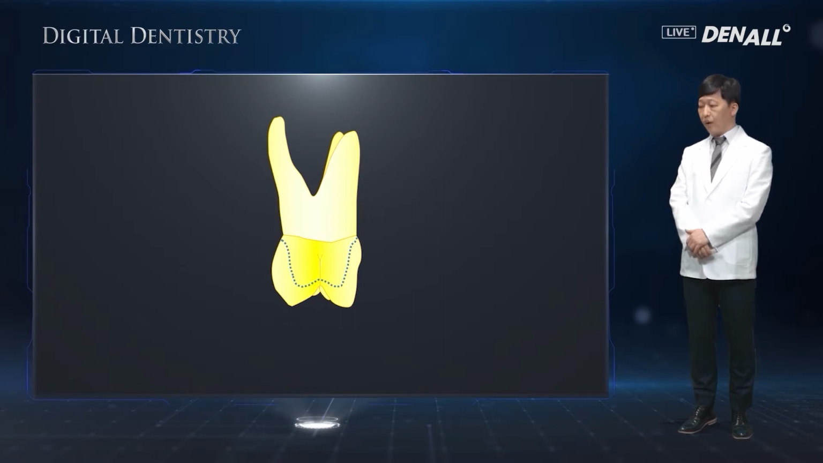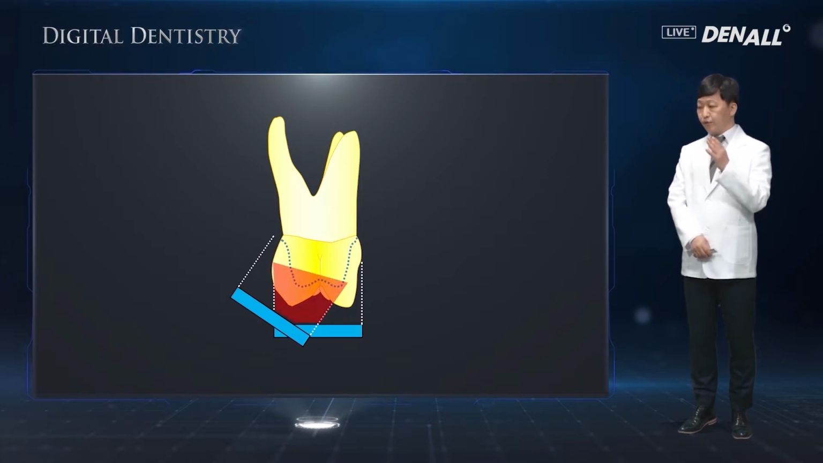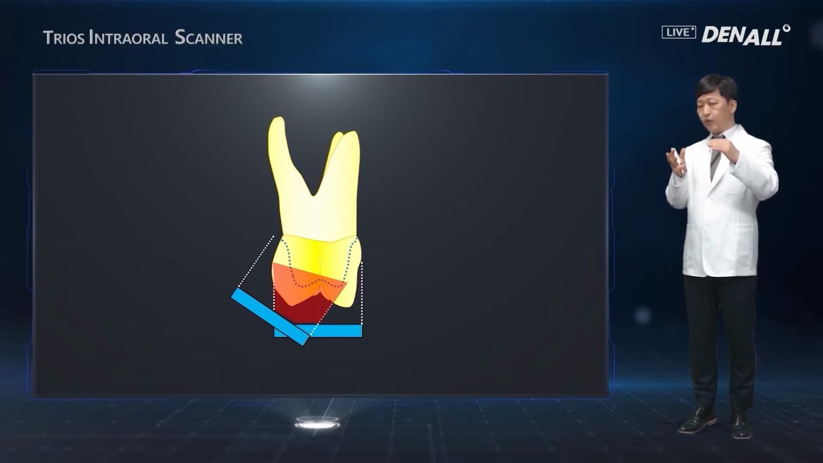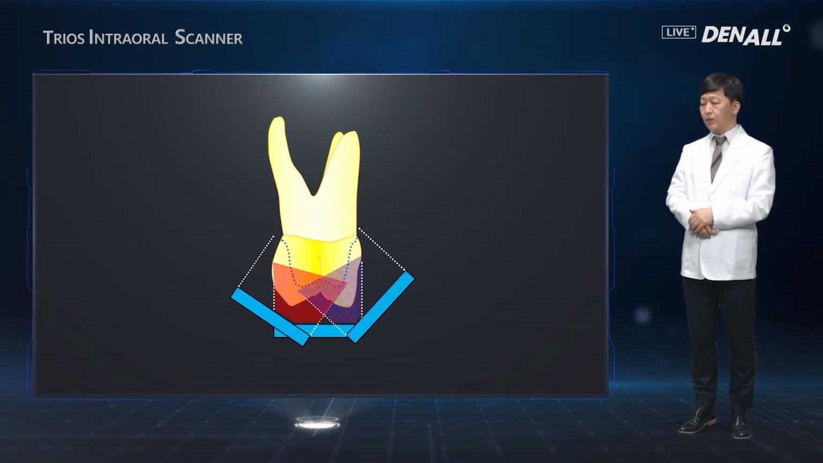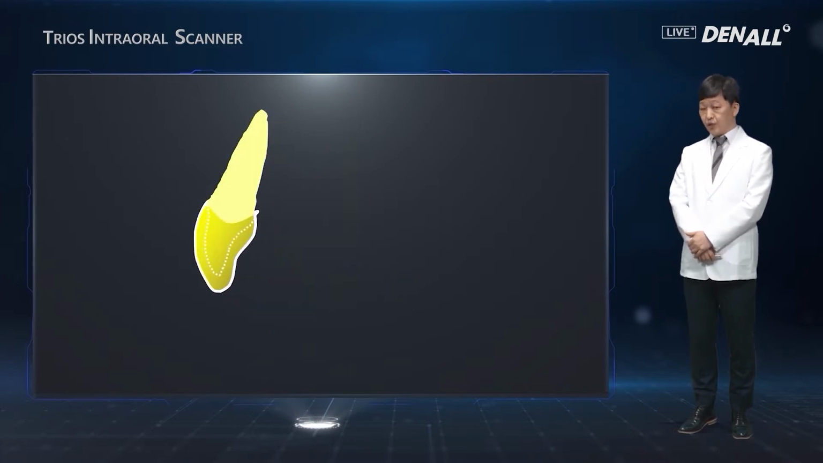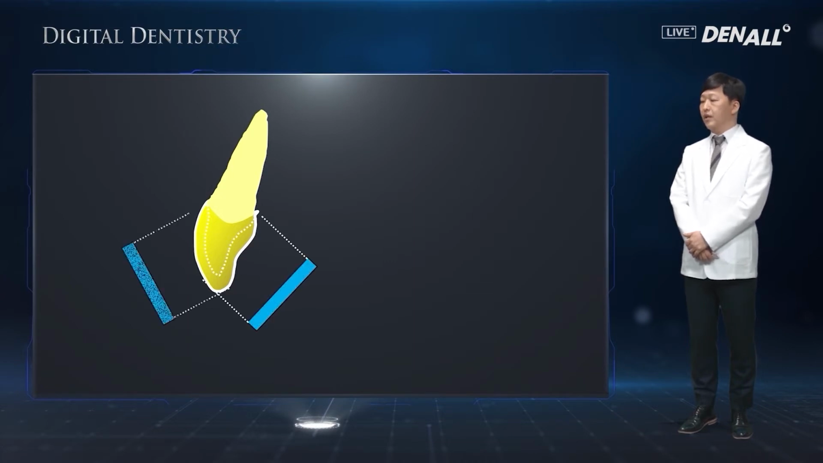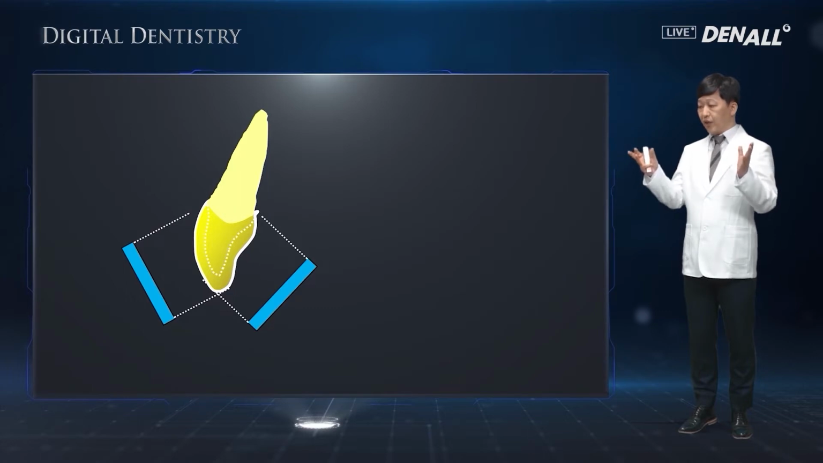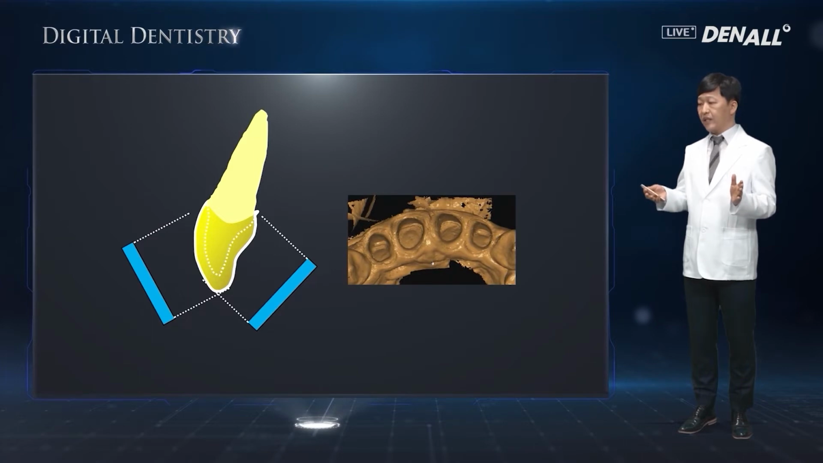In the posterior region, we need to scan the occlusal surface first, and then change the angle a little bit to scan it again. The red portion is the overlapping portion. Using that red portion, we can connect the scanned images continuously. So if you change the angle a little bit, you can connect the images. But in the anterior region, if you scan lingual followed by buccal side, the scanned images of those two do not have an overlapping area.